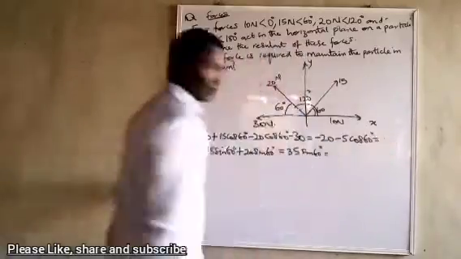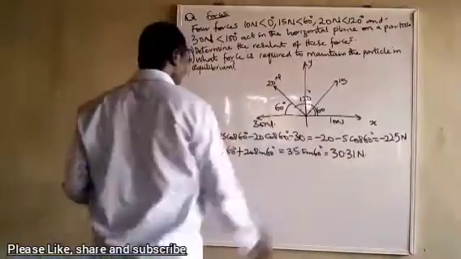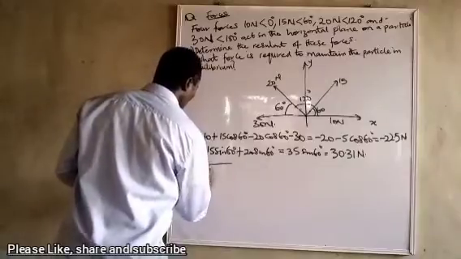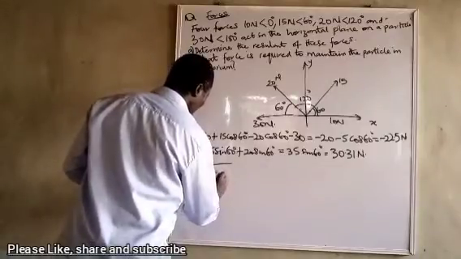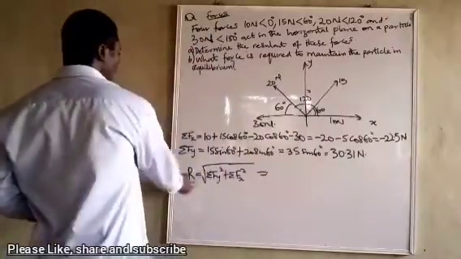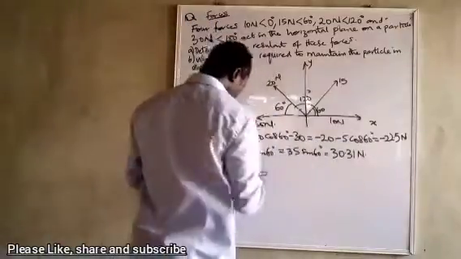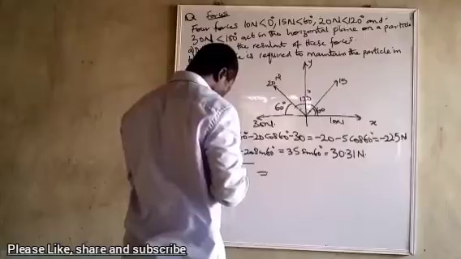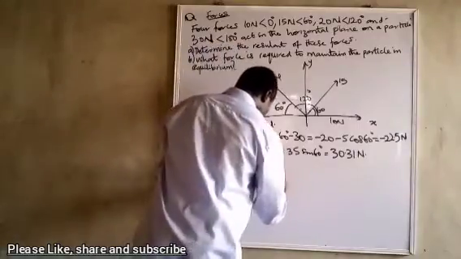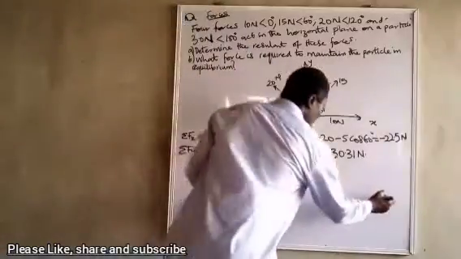So let me use the calculator to get the values of this. So you can see, R will be the square root of summation Fy squared plus summation Fx squared. So these are the components of R along the x and y direction. If you look at it, this one is negative and this one is positive. So let me quickly do that. Square plus. So this one is 37.75 Newton.